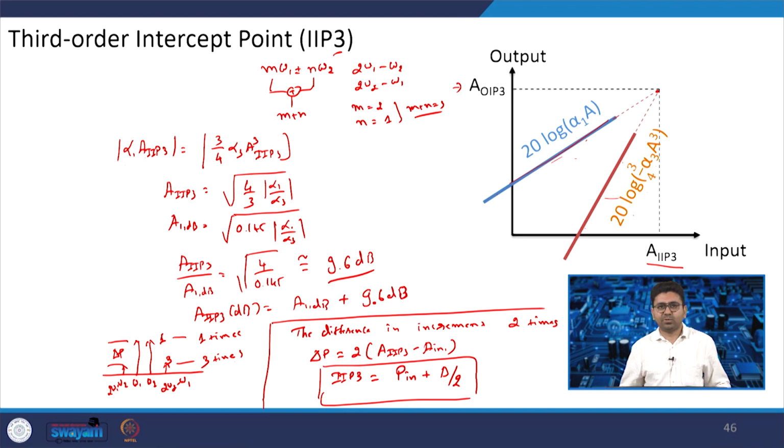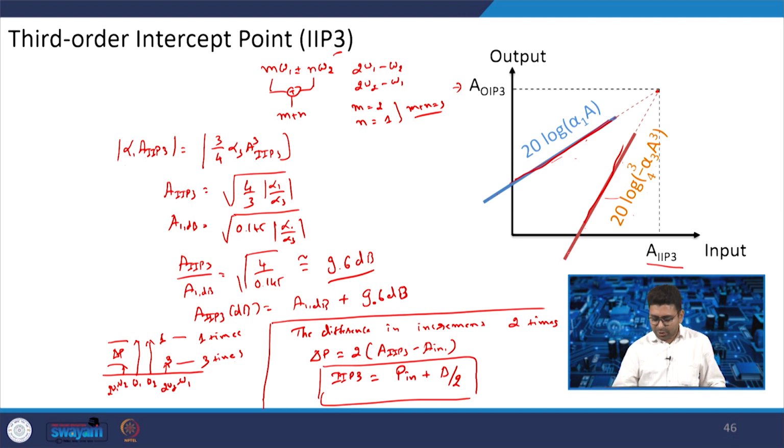In the last class, we tried to derive the equation for IIP3. So, what exactly is IIP3? There is a first order term, so this is a first order curve, and there is a third order. Why are we interested only in third order? Because the third order components, 2 omega 1 minus omega 2 and 2 omega 2 minus omega 1, come near to our desired frequency that we are down converting. So, that is why third order is important.